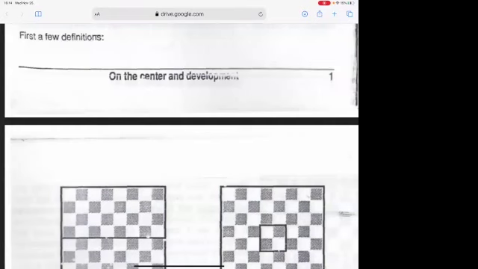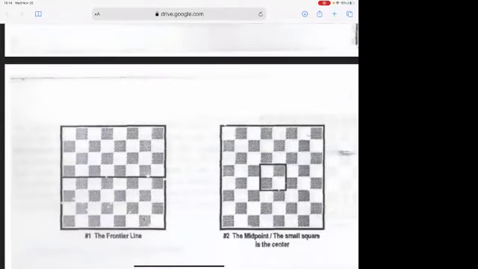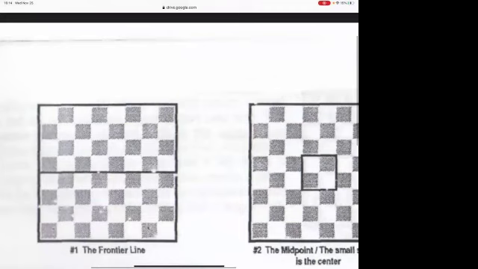Center and development. Okay, everybody. So the frontier line right here. That line in chess is very important. It's called the frontier line. Keep that in mind.